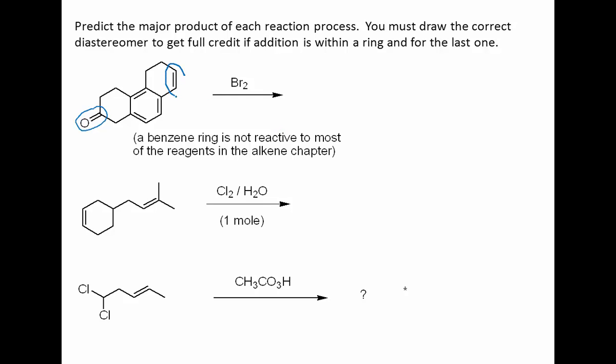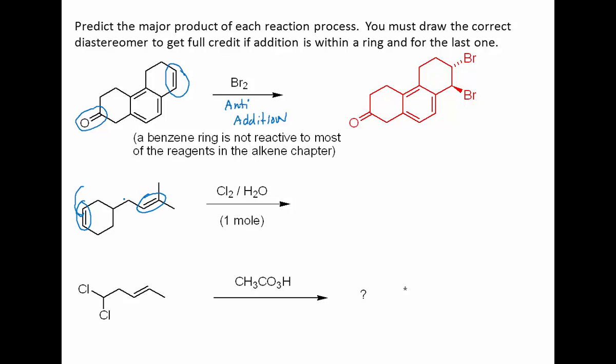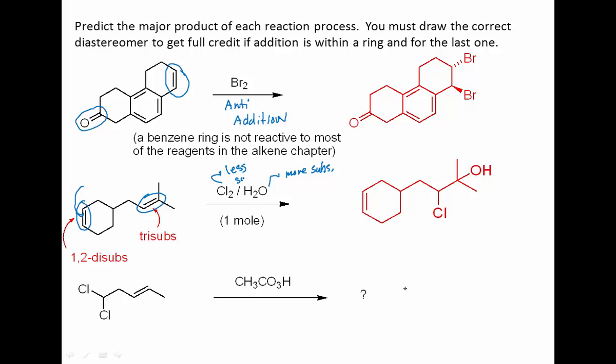All right, so this first reaction is going to occur right here. This is going to be an anti-addition. And the product we get should be this product right here. Bromine should be on opposite sides of the molecule. In this next one, we have 2 alkenes. One of them's disubstituted, one of them's trisubstituted, and the trisubstituted alkene is going to be more reactive to an electrophile like chlorine. Okay, so if we're very careful to add 1 mole, we expect a highly selective reaction resulting in this compound here. And remember that we're adding water to the more substituted carbon and chlorine to the less substituted carbon.